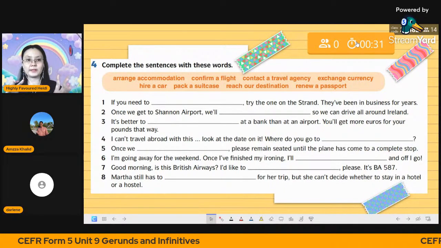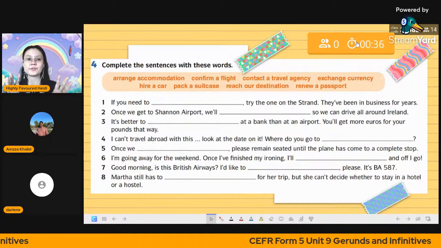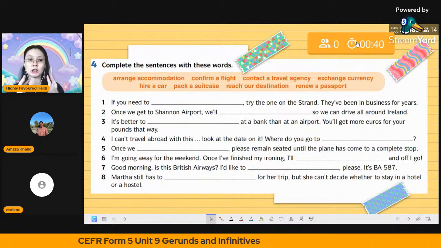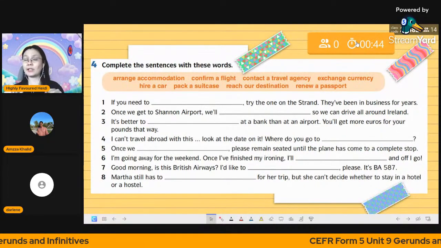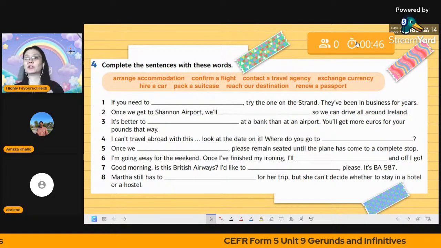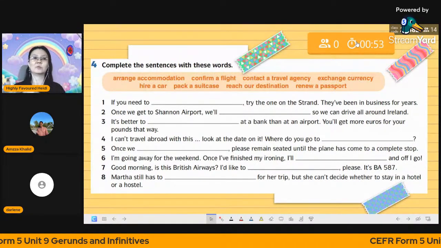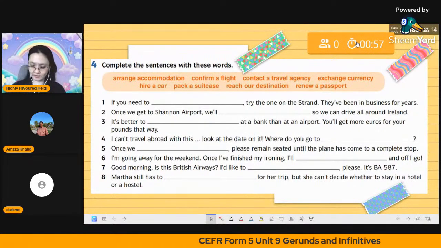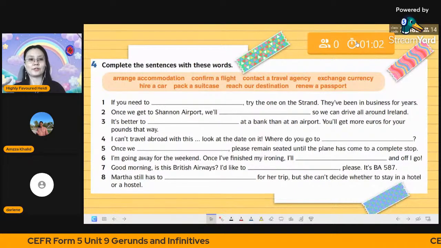So basically what you need to do is be familiar with the vocabulary. The vocabulary given to you is arrange accommodation. Accommodation is tempat tinggal. Before you go anywhere, you need to arrange accommodation. Of course there are people that just reach the destination, then only they go and scout where to stay. Okay, fine. I prefer to plan everything before I reach the destination.